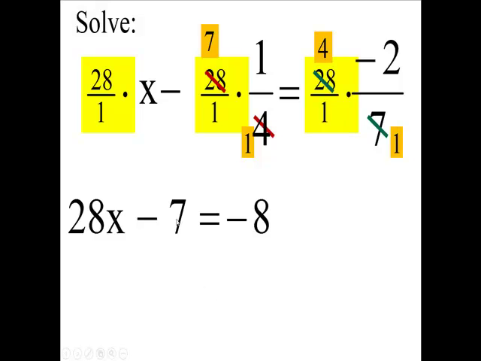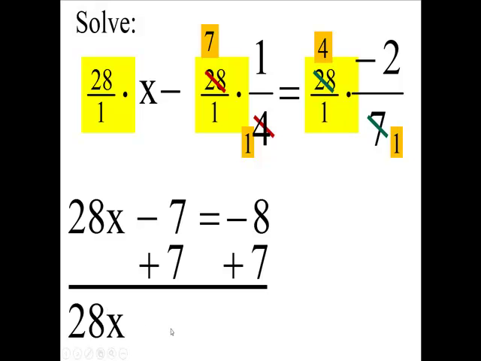Okay? Now, the number next to the x is 28, but that's the coefficient. We get rid of the coefficient last. So what other number, other than 28, is next to the x? The negative 7. So I'm going to get rid of the negative 7 by adding 7 to both sides. Bring down the 28. We got rid of the negative 7. Bring down the equal signs, and negative 8 and plus 7.